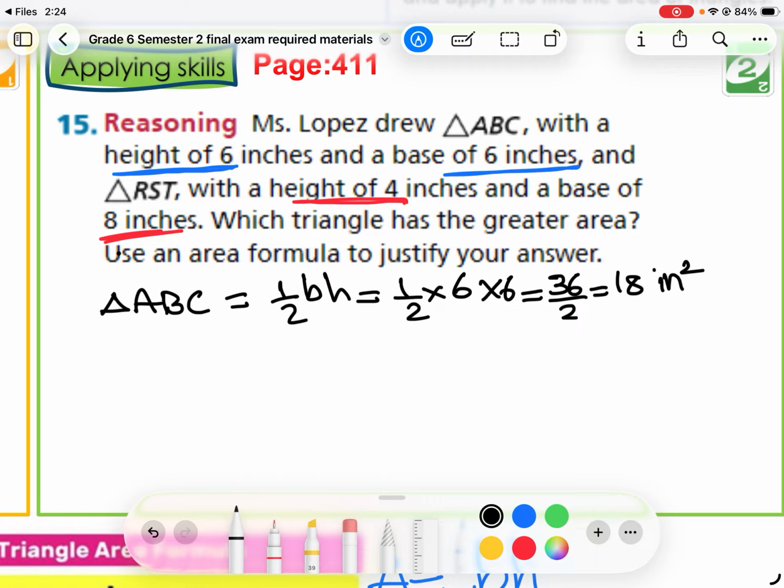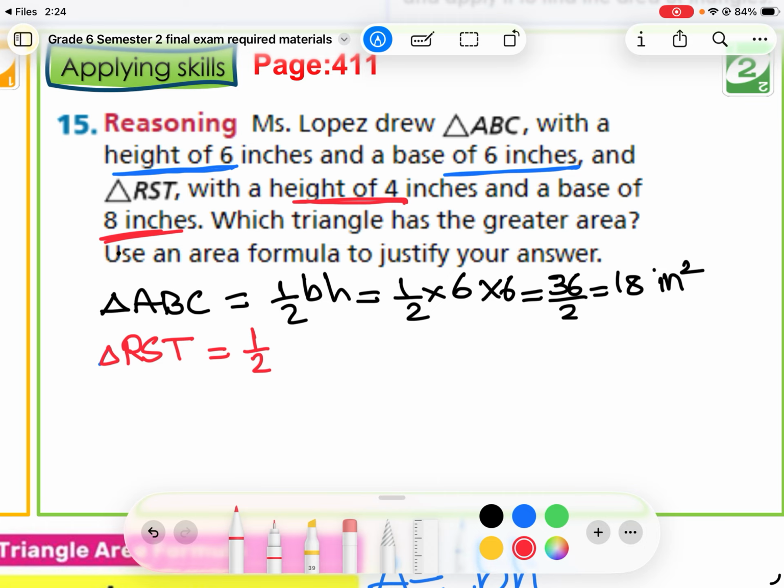Now let's move on to the second triangle, which is triangle RST. Again, we will put the formula half times base times height. So we will multiply half times; the base is 8 and the height is 4. So 8 times 4, that's 32. 32 divided by 2, that will be 16 inch squared.